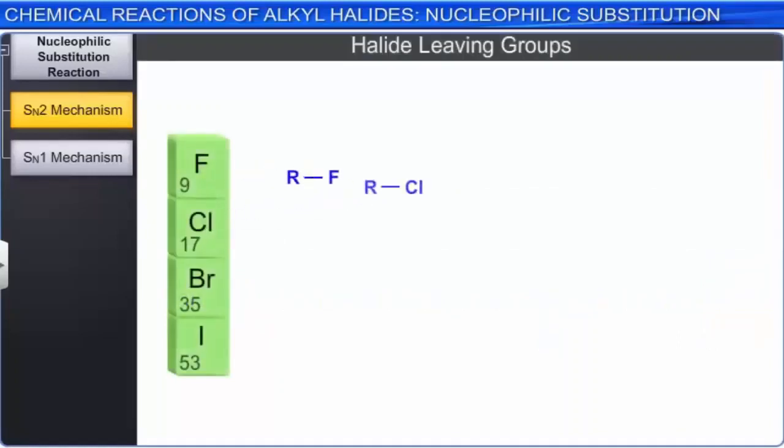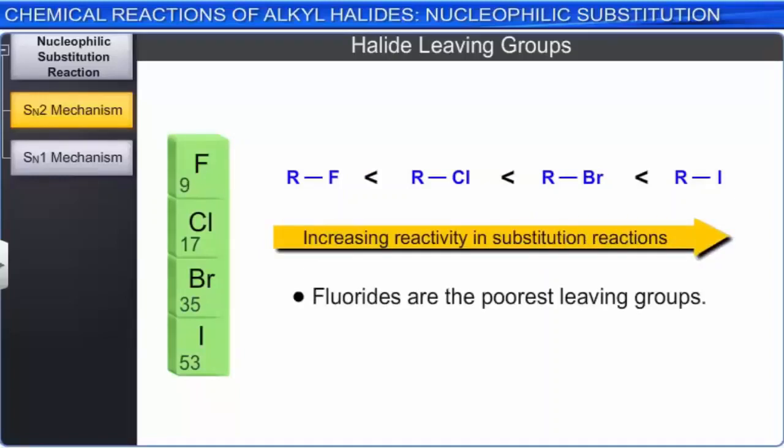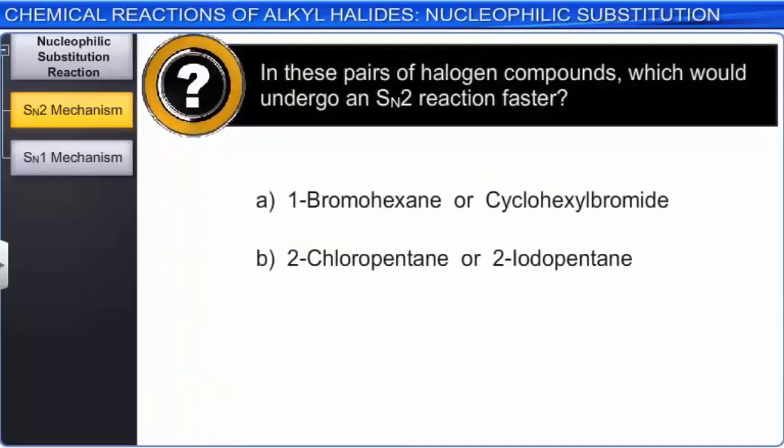Not all leaving groups react equally well. In general, among the halogens, fluorides are the poorest leaving groups, and iodides are the best leaving groups. In these pairs of halogen compounds, which would undergo an SN2 reaction faster?